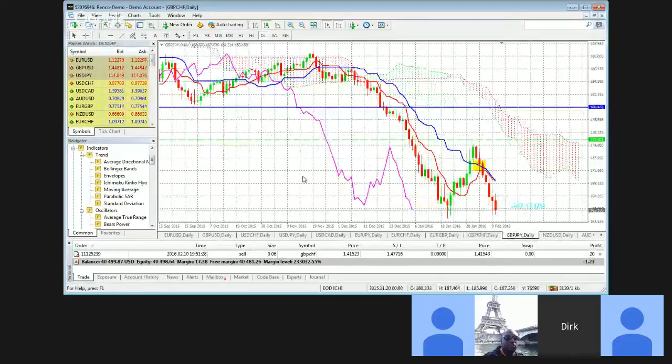Next chart. Pound yen. What are we seeing with this one? Bullish or bearish?